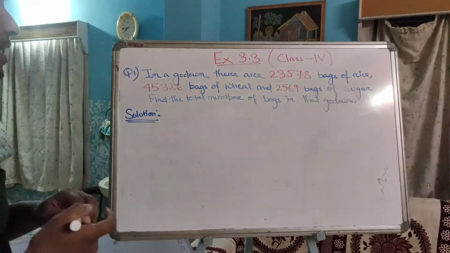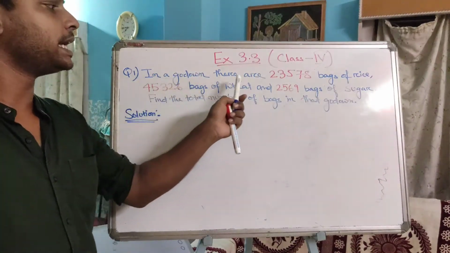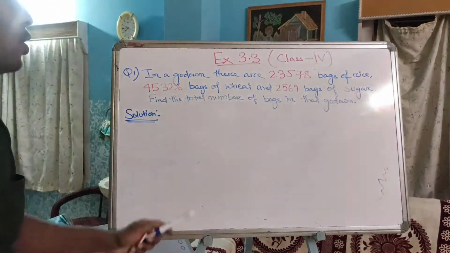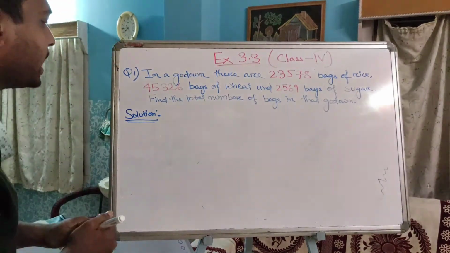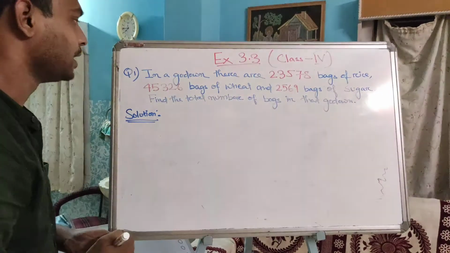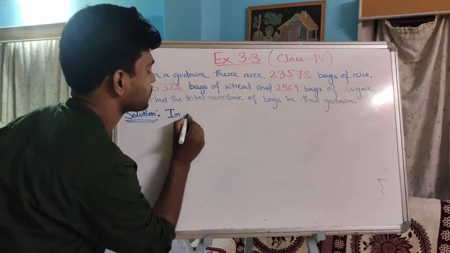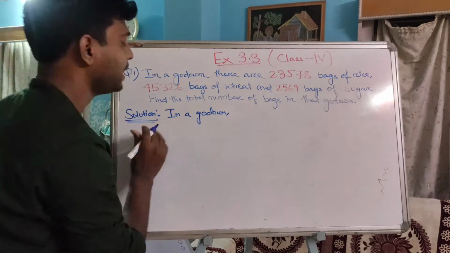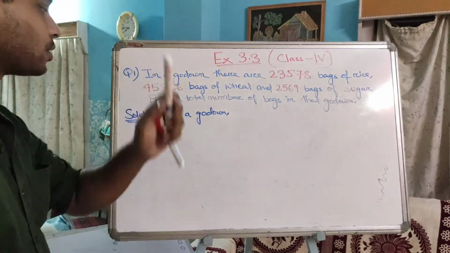Before proceeding to our solution, let me remind you one more thing. Since the question here is in statement format, our answer must also be in statement format. So we have to write the statement first, then we will add these three things. The things are happening in a godown, so we will write: In a godown. Why have you written in a godown? Because the bags are in the godown.